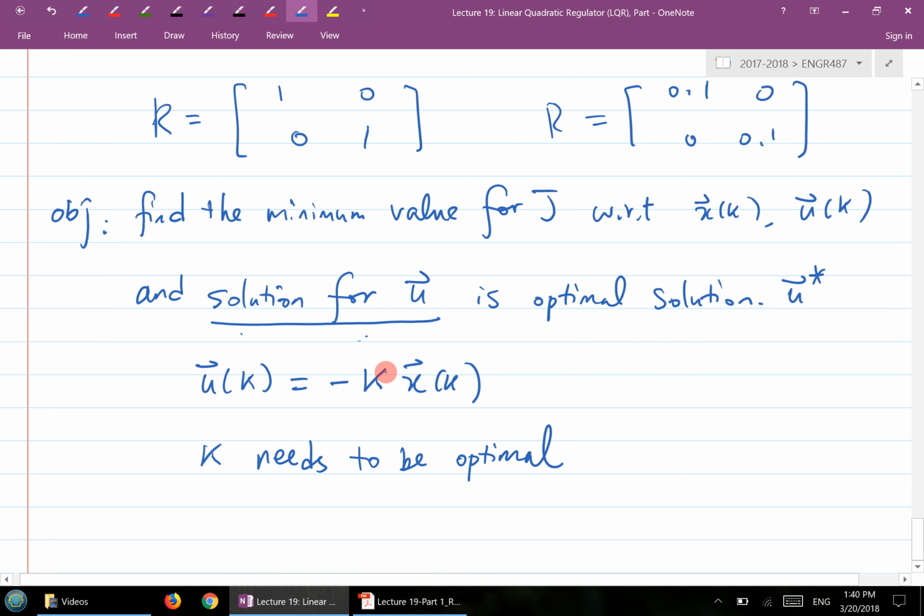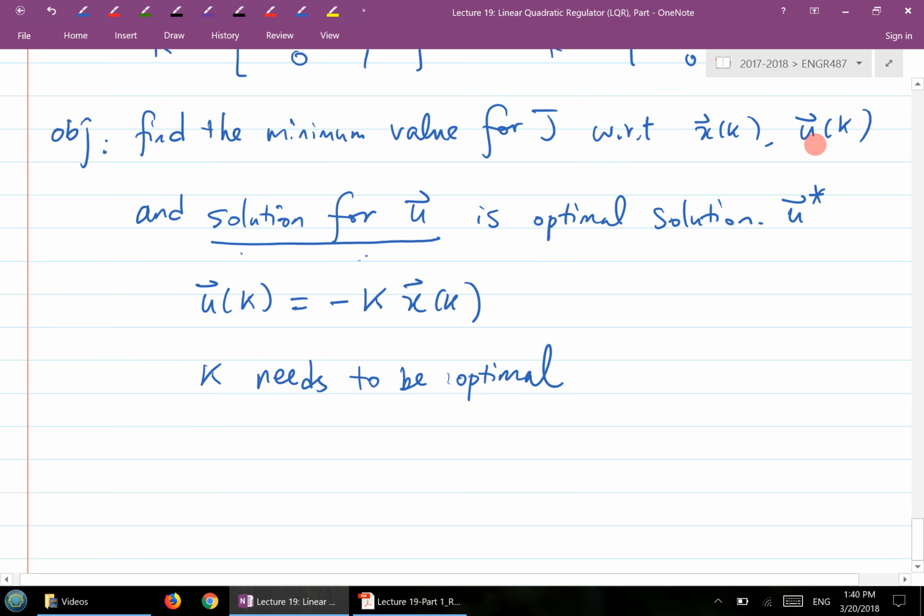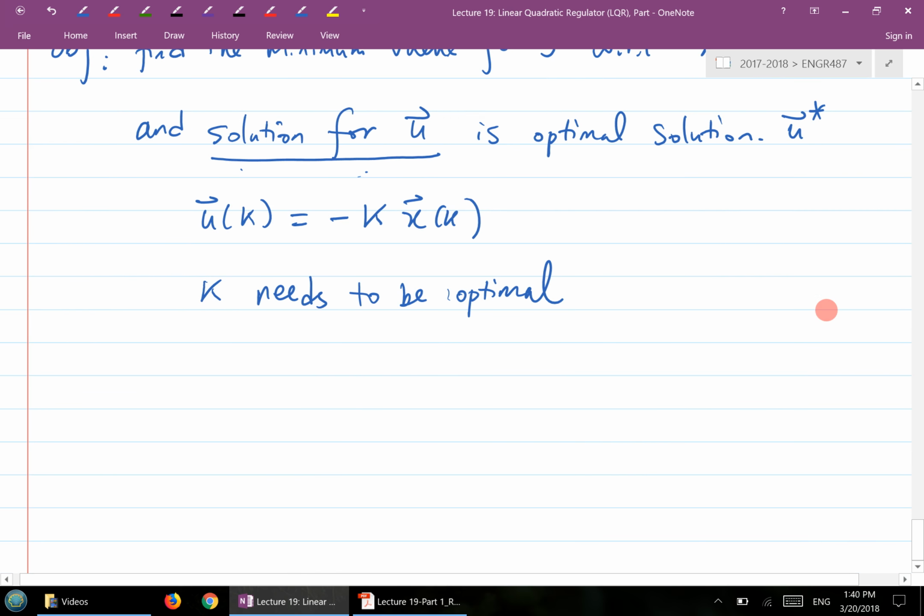So from the outside, it won't have any difference at all from pole placement. You still have a feedback gain K, right? For pole placement, the K is obtained based on desired poles, and now your K will be obtained based on this optimal solution. So let's get into the details of how to derive an expression for the optimal solution K.